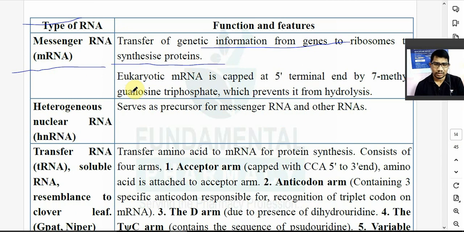Now there are two types of cells, prokaryotic cell and eukaryotic cell. Prokaryotic means cells of microorganisms, and eukaryotic means cells of humans or higher animals. There is a little bit of difference between the prokaryotic cellular process and the eukaryotic cellular process. That's why antibiotics can kill microbes selectively and will not harm the host cell.